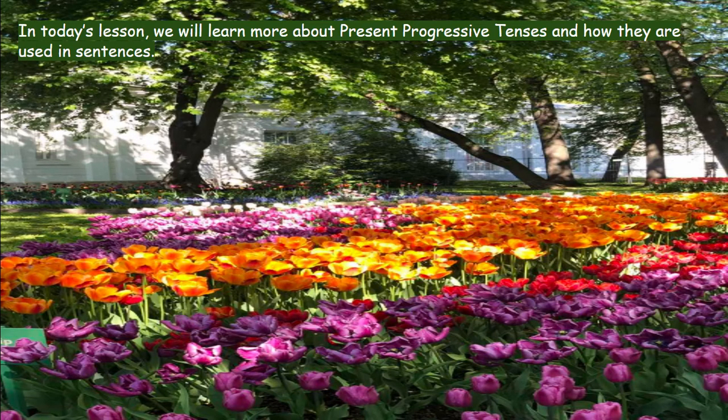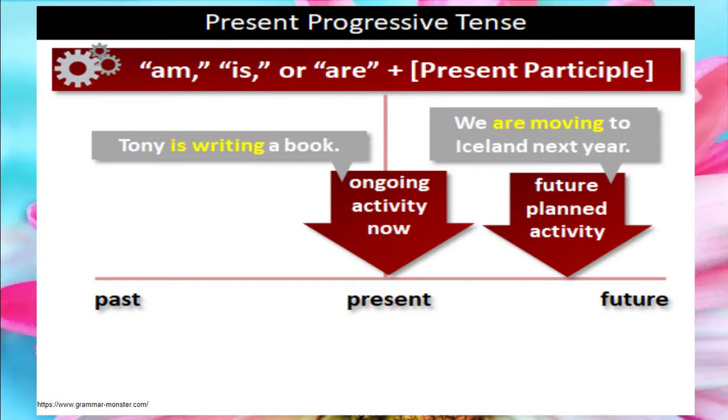In today's lesson, we will learn more about present progressive tenses and how they are used in sentences. Present progressive tense uses am, is, or are plus the present participle. For example, Tony is writing a book. It is an ongoing activity that is happening now in the present. We are moving to Iceland next year is a future planned activity happening in the future. These two sentences are examples of present progressive tenses.